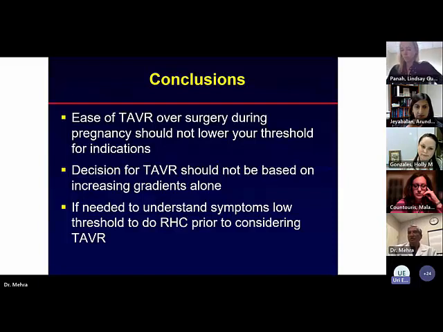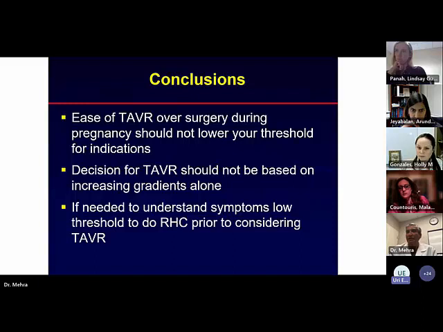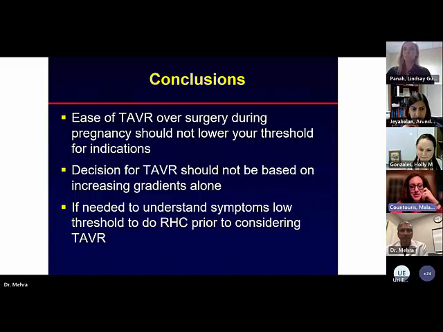So in conclusion, the ease of TAVR over surgery during pregnancy should not lower your threshold for indications. The decision for TAVR should not be based on increasing gradients alone. And if needed, one needs to understand the symptoms with a low threshold to do the hemodynamic assessment prior to considering TAVR.